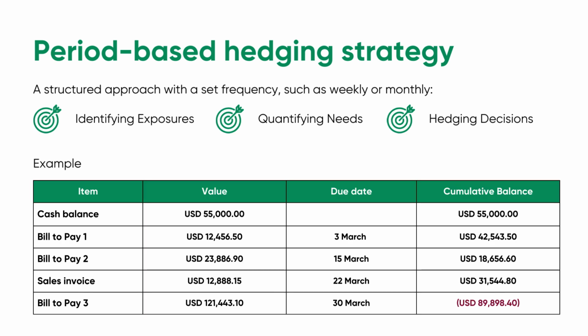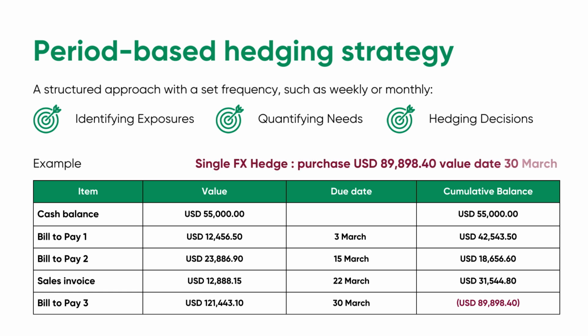This UK-based company has several outstanding bills to pay in US dollars, as well as an existing cash balance on its US dollar bank account and a sales invoice to collect from a US-based customer. The company can enter a single FX forward contract for the purchase of $89,898 with a value date of 30th March, as earlier invoices can be offset using the cash balance. By entering a single FX contract, the company can stabilize its FX-related impact, leading to more predictable financial results.